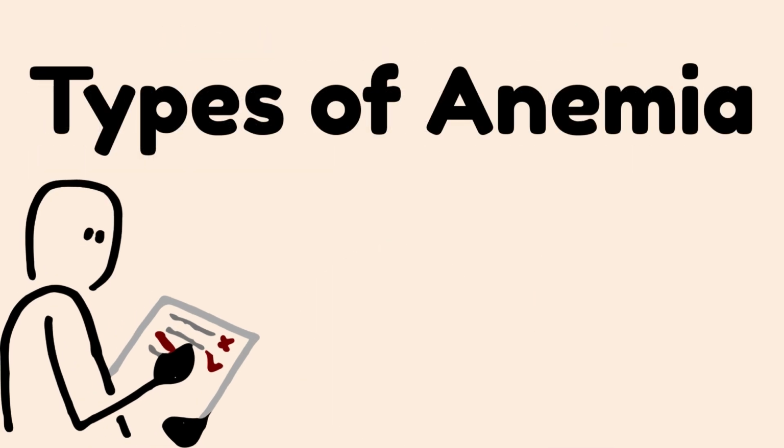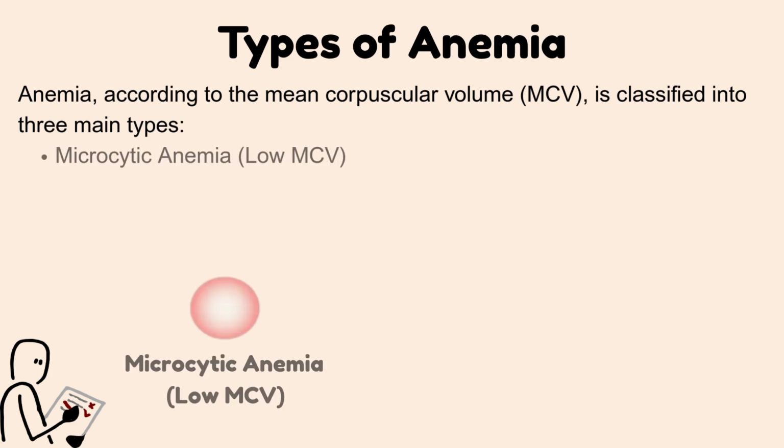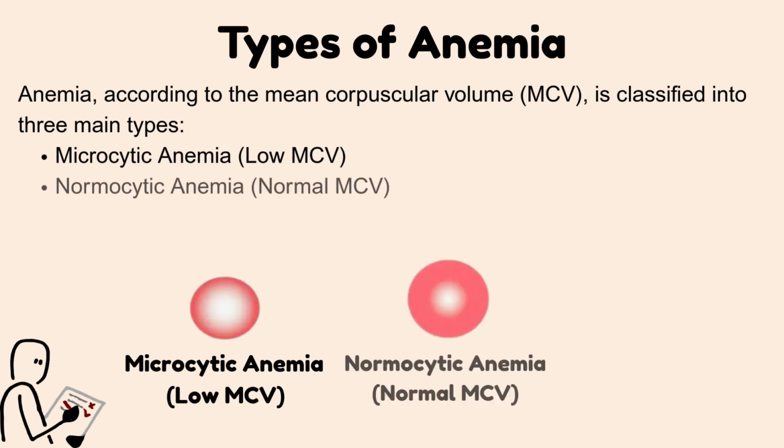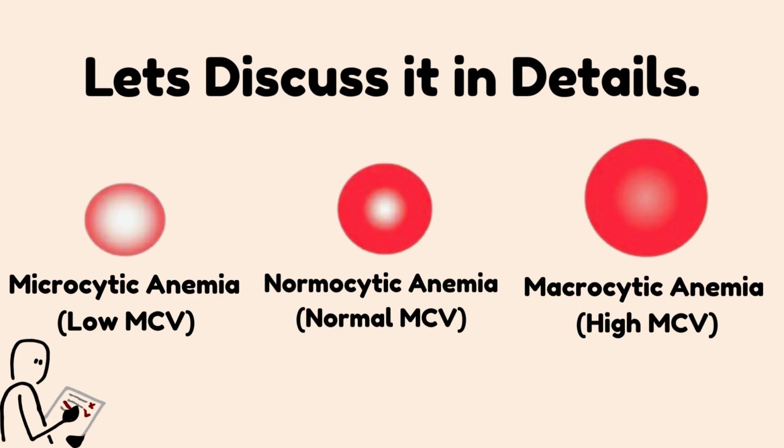What are the types of anemia? Anemia, according to the mean corpuscular volume, MCV, is classified into three main types. Microcytic anemia, anemia with low MCV. Normocytic anemia, anemia with normal MCV. Macrocytic anemia, anemia with high MCV. Let's discuss it in detail.